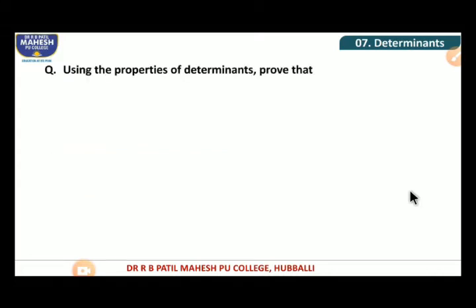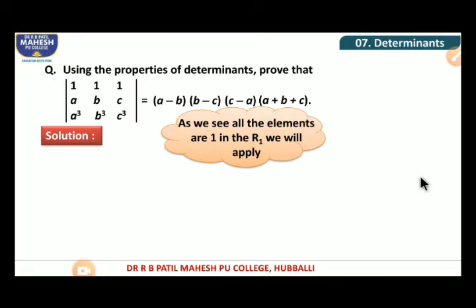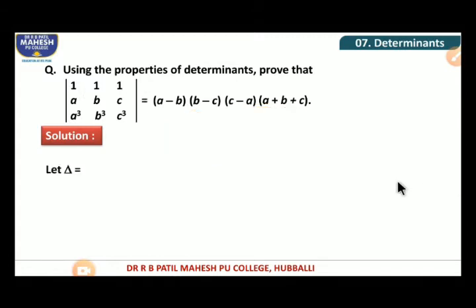The question: using the properties of determinants, prove that the determinant with rows 1 1 1, a b c, a cube b cube c cube is equal to (a minus b) into (b minus c) into (c minus a) into the bracket of a plus b plus c. So we have to prove this by using the properties. As we have seen, all the elements are 1 in R1, so that we can apply. First we should take the determinant as it is, and now we can apply here.